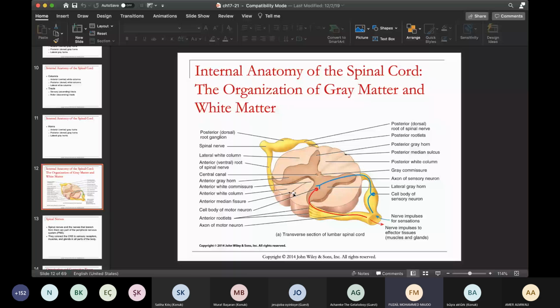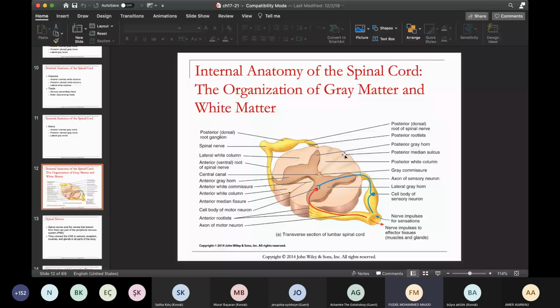Between these anterior white columns, we have this little fissure here. This is the anterior median fissure. This is the front part, so it's anterior, and this is the back part, so it's posterior. Because this fissure is in the front, it's the anterior median fissure. It divides the anterior white columns, and the spinal cord, into right and left halves. As you go to the back side, the posterior aspect of the spinal cord, we have this posterior median sulcus, a deep groove.